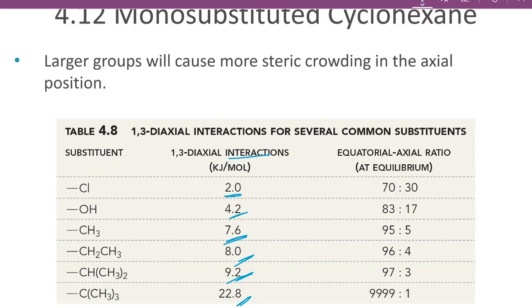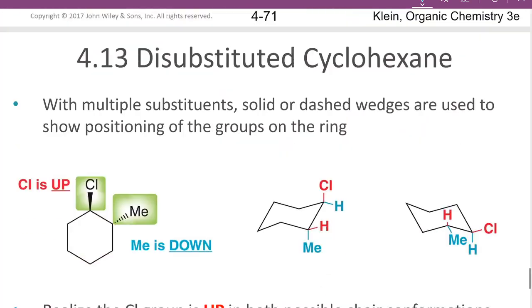And then the equatorial to axial ratio at equilibrium is going to be 70-30 for chlorine because it's smaller. Okay, and then the OH is 83 to 17, CH3 is 95 to 5, ethyl is 96 to 4, and when we get to t-butyl, it's 10,000 to 1. So the t-butyl group really wants to be in the equatorial position.